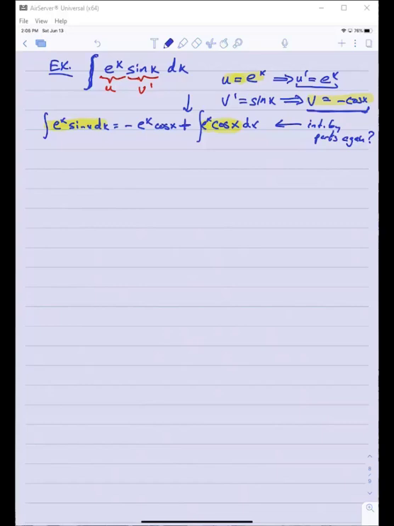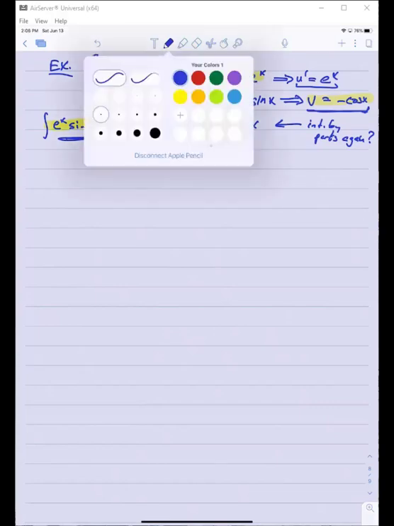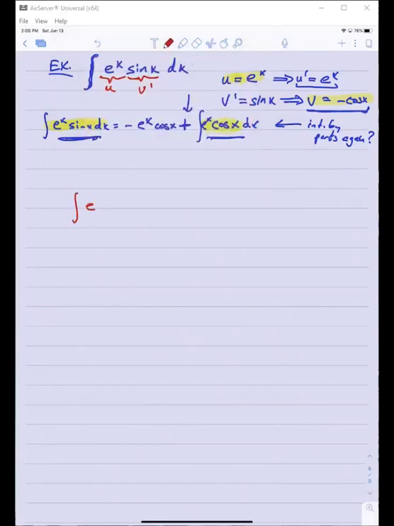Well, if you're guessing, your guess would probably be that it would convert this integral back into this form again. And at first, that might lead you to think, why would I do that? What would that get me? Well, let's do it, and you'll see. So I'm going to work on the integral of e to the x cosine x, and I'm going to do integration by parts on this one.